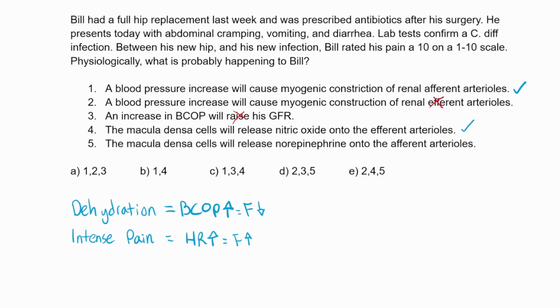The macula densa cells will release norepinephrine onto the efferent arterioles. Norepinephrine is not used by the macula densa cells. Norepinephrine is actually used by the nervous system to constrict the efferent arterioles if the blood pressure is too low and the kidneys are not enough to fix it alone. And so the correct answer here is B.